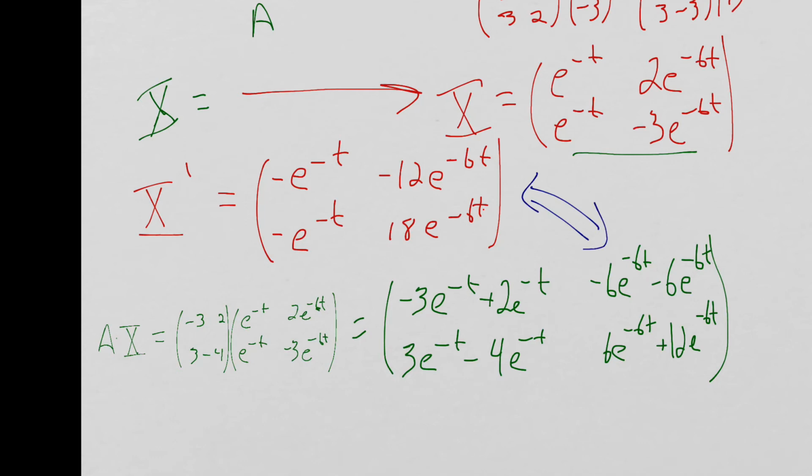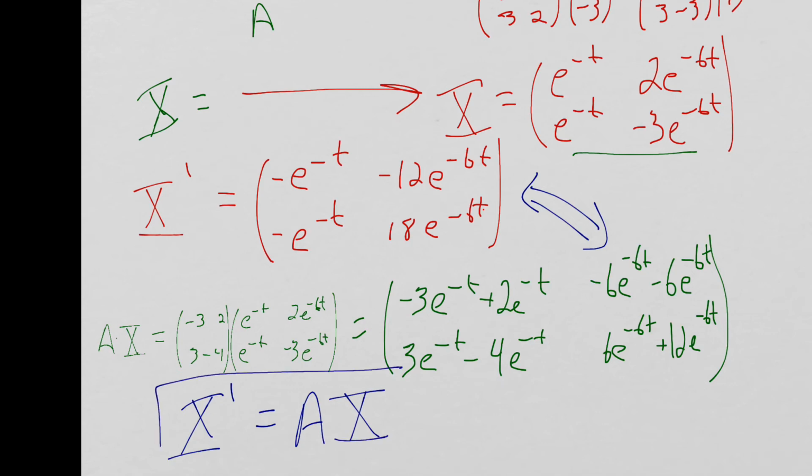That's going to be true for every fundamental matrix that exists. X prime, if I derive the individual components of a fundamental matrix, it's going to give me the same thing as what I would get if I were to take the original matrix A and multiply it by X. That's one of the key things that I'm going to use to prove that variation of parameters formula up top. So you should put a big box around that, and we'll save it for later.